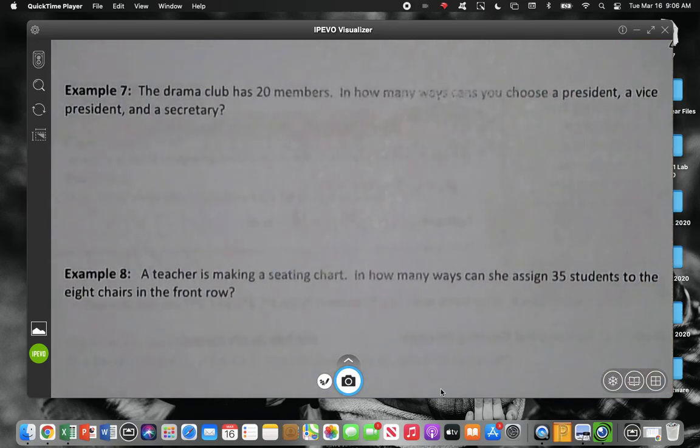All right, so it says the drama club has 20 members. And it says, how many ways can you choose a president, a vice president, and a secretary?